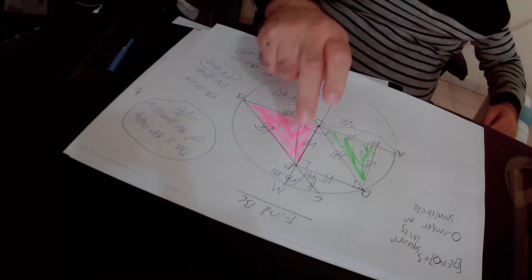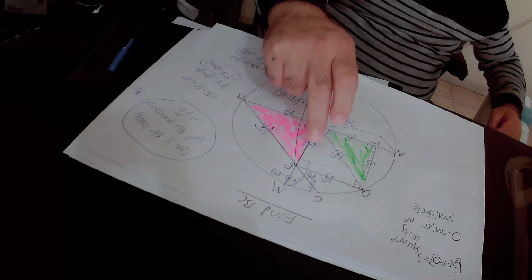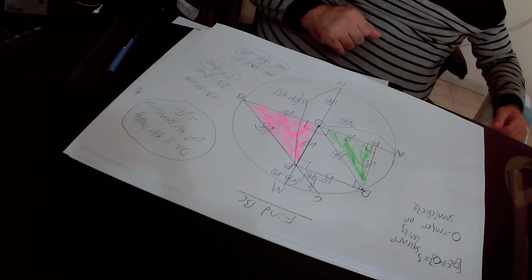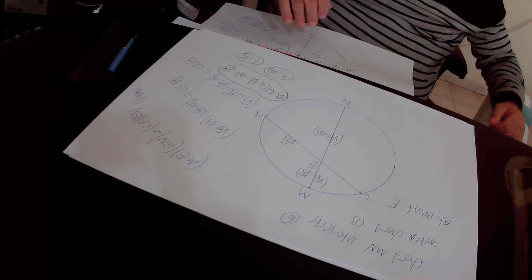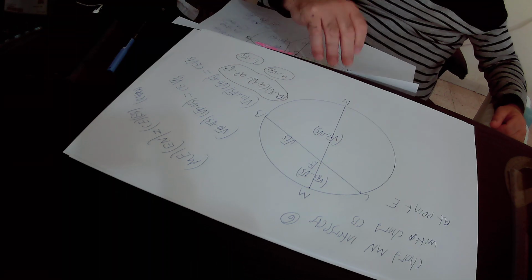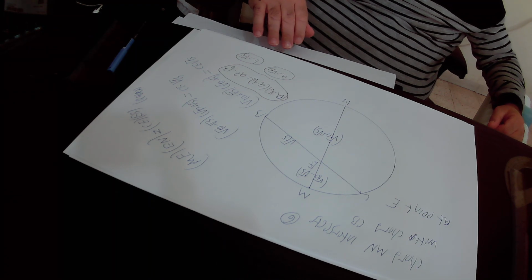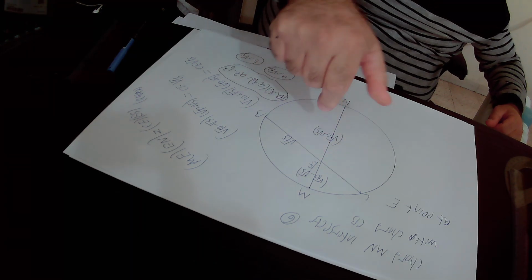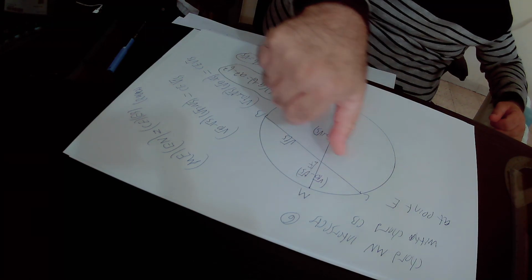Why? Because in our drawing we have chord MN that intersects with chord CB at point E. So I copied the two chords that intersect with each other to a new page here. Chord MN intersects with chord CB at point E. Therefore, according to rule number 2, we get that ME times EN equals CE times EB. Again, ME times EN equals CE times EB.